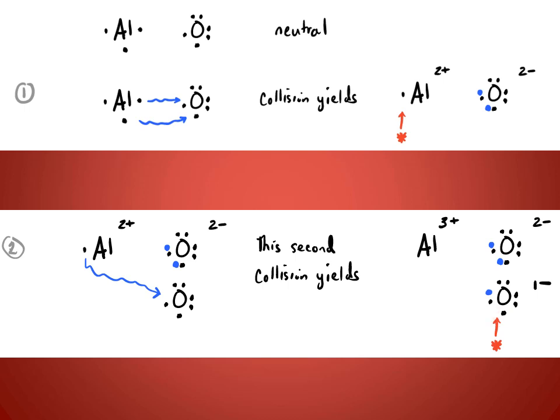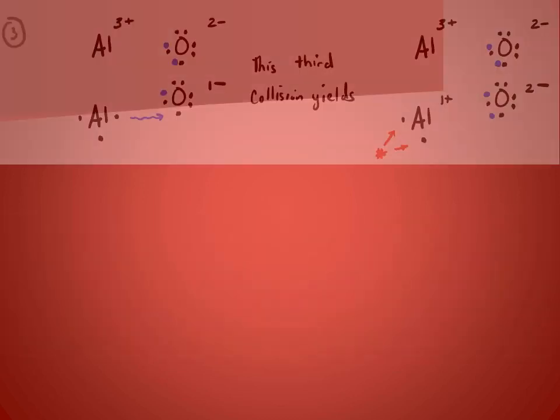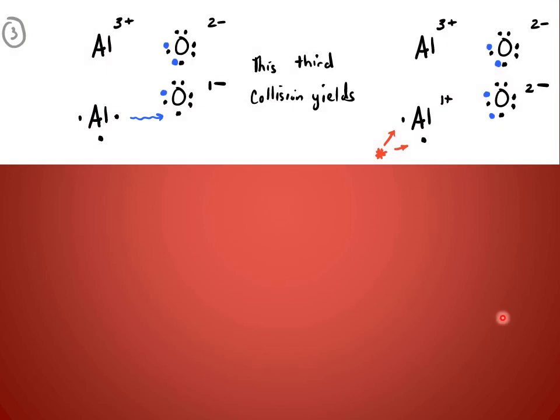If they collide with other oxygens, nothing really happens. So what happens next? What about a third collision? Let's now bring in a second aluminum. That second aluminum, fresh with 3 valence electrons, collides with this oxygen, transferring 1 valence electron, and this yields this situation. This aluminum hasn't changed, this oxygen hasn't changed.